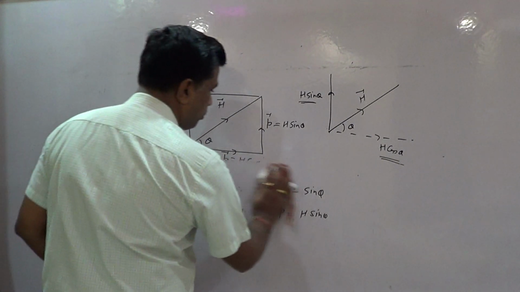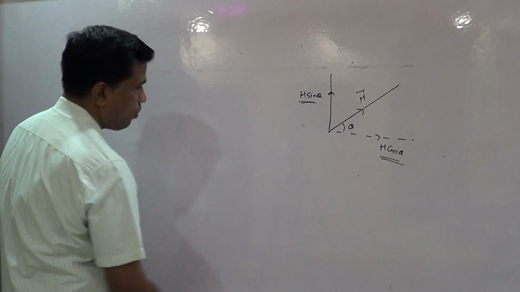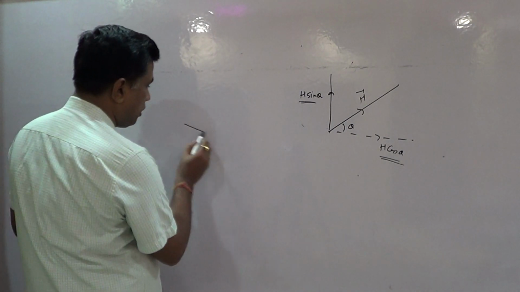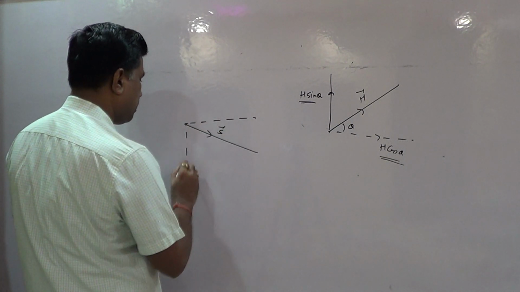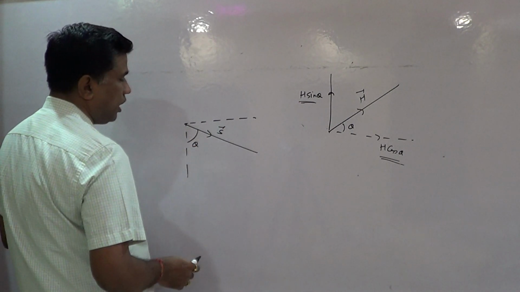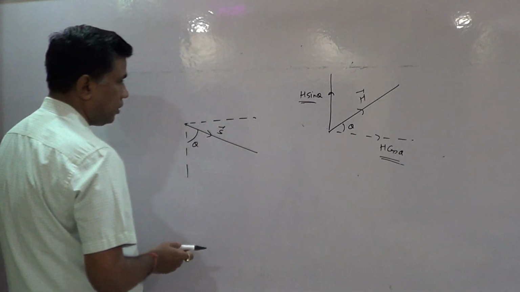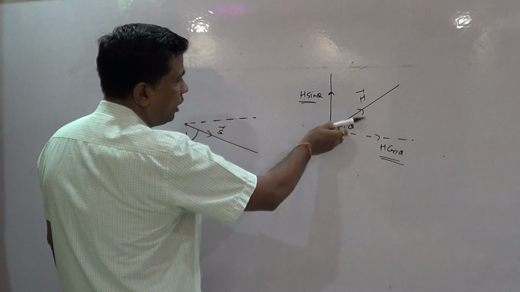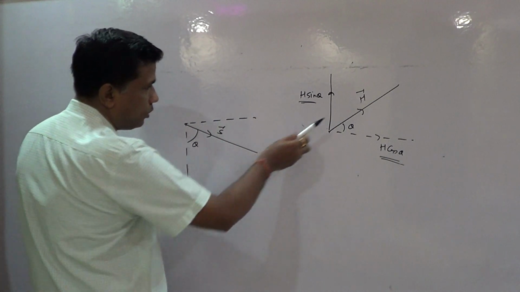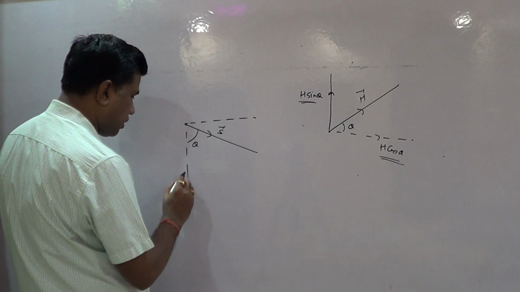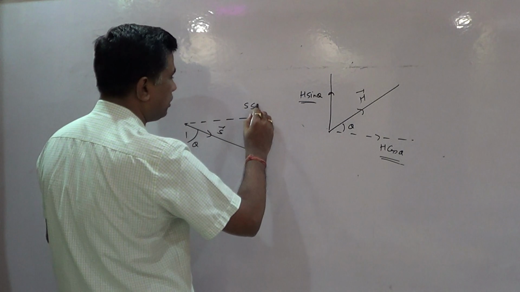Now, I will take one more example. Suppose there is a vector s which is making some angle theta with this line. Then what is the component of this vector s along this direction and along this direction? Student, think, what is the component along this direction? This side is connected with this theta angle. So along this direction, the component of this vector will be s cos theta, and along this direction the component will be s sin theta.